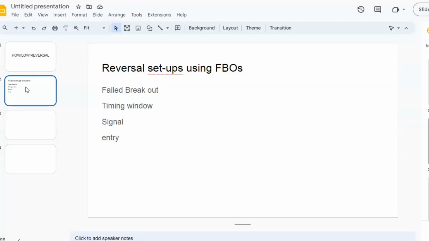Let's look at the reversal setups using failed breakouts. Now, in order for us to understand from the signal to the entry how this strategy works, we need to answer what a failed breakout is. We need to know the timing window and what signal to look for in order for us to have a reliable entry criteria. Let's jump into it.